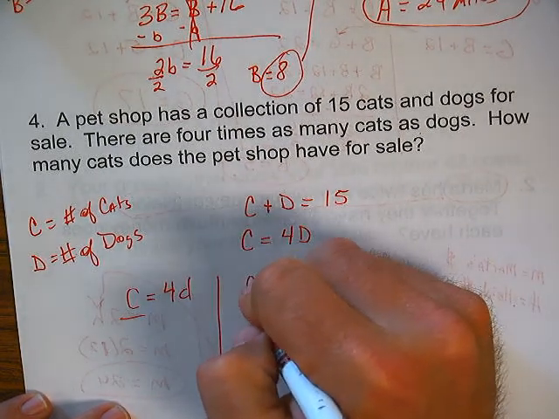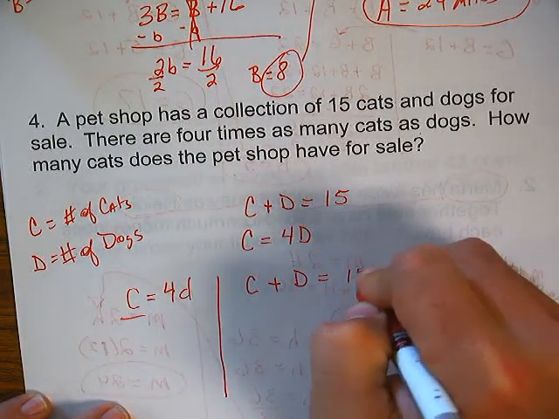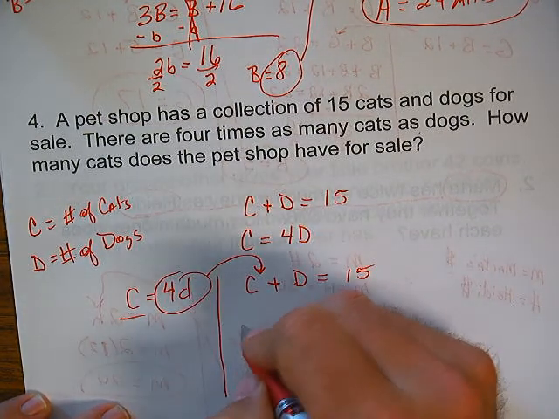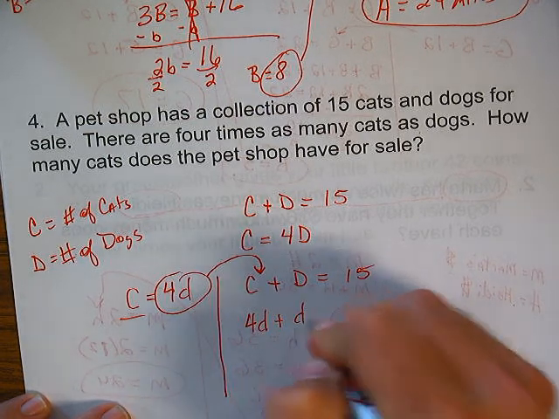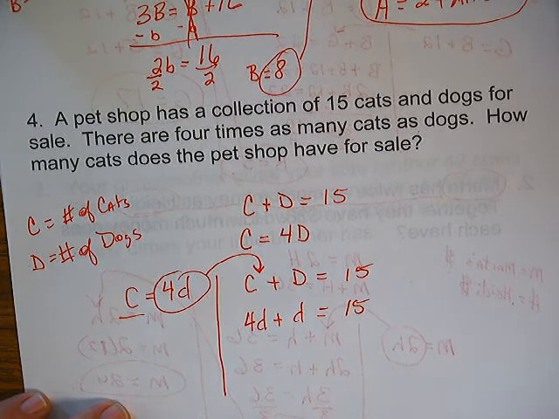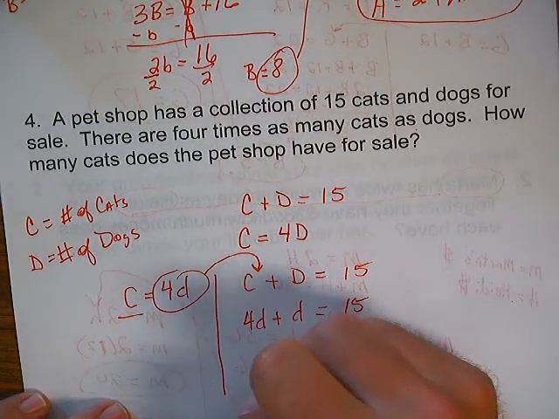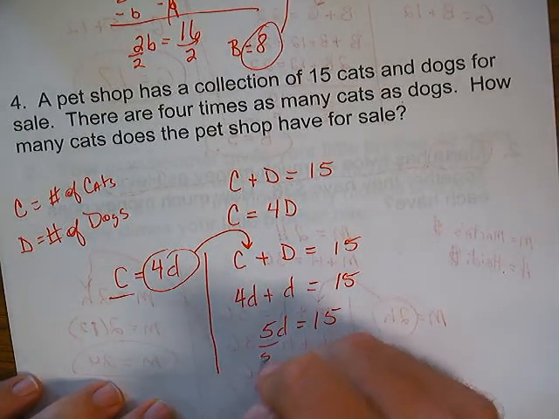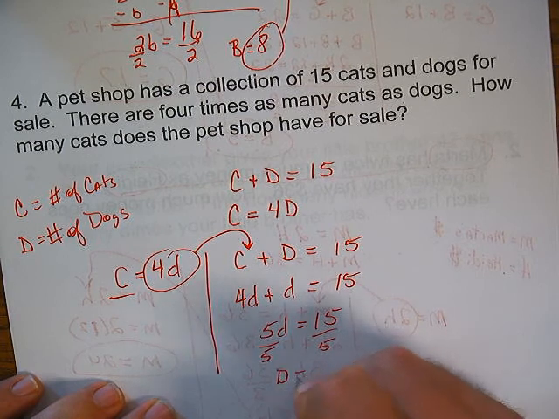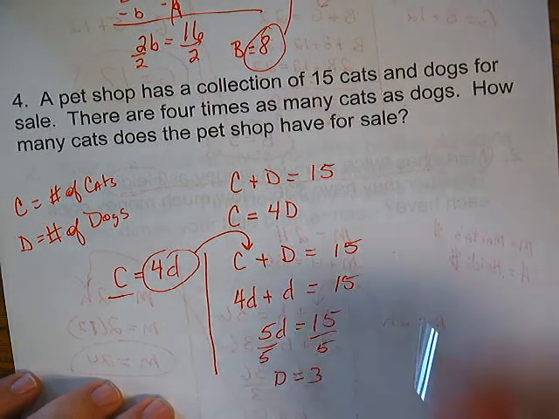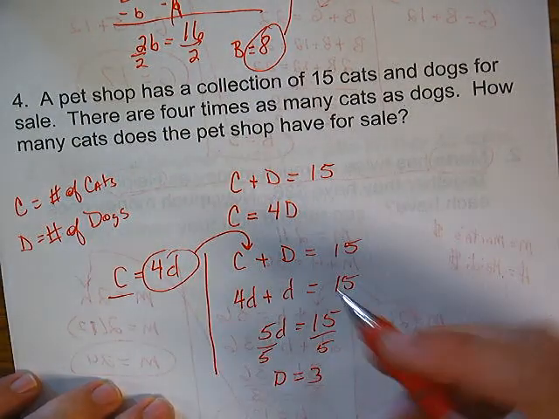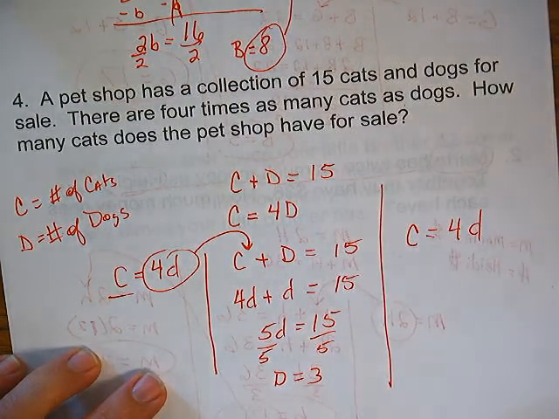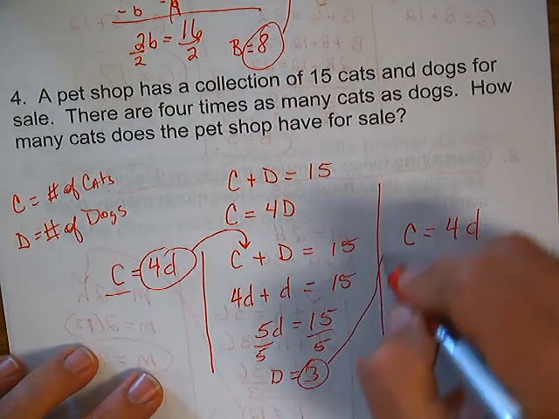Take the other equation. Okay, substitute this 4D in for C. So 4D plus D equals 15. Combine like terms, 4D plus 1D is 5D. Okay, now to get the D by itself, divide both sides by 5. So D equals 3. Okay, but we're looking for how many cats, so we have to plug it back in. Either equation. I chose this one because it's a little bit easier. Substitute 3 in for D.